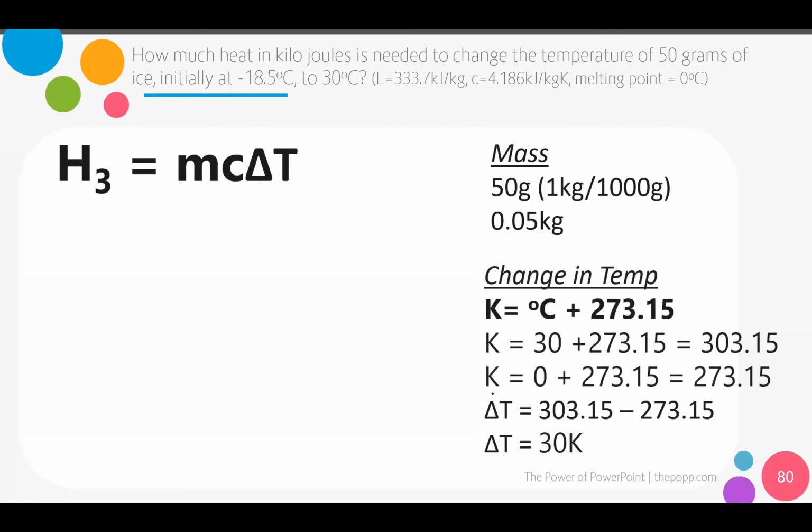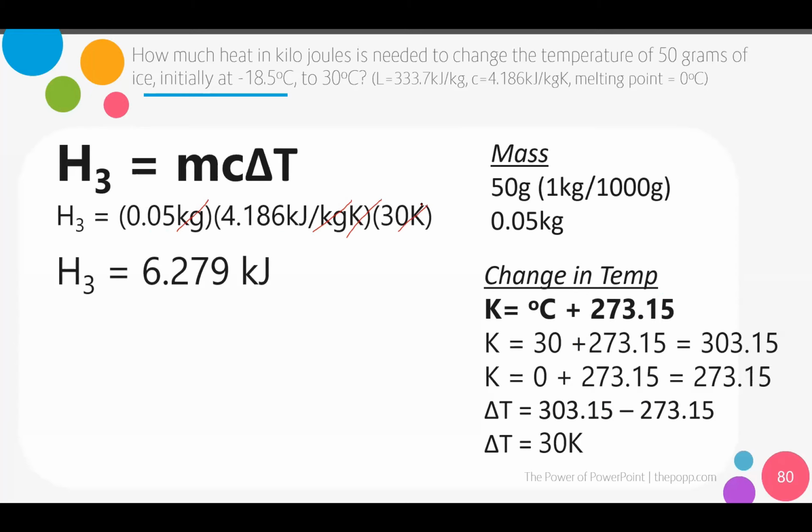Okay, next, substitute. So that is 0.05 kilogram times its specific heat, 4.186 times the change in temperature, which is 30 Kelvin. So cancel yung grams, kilograms, and yung Kelvin. So multiply, and that results to 6.279 kilojoules. Okay? So next, since dyan lang natapos yung kanyang temperature, so dyan rin matatapos yung pag-solve natin ng kanyang heat absorbed.